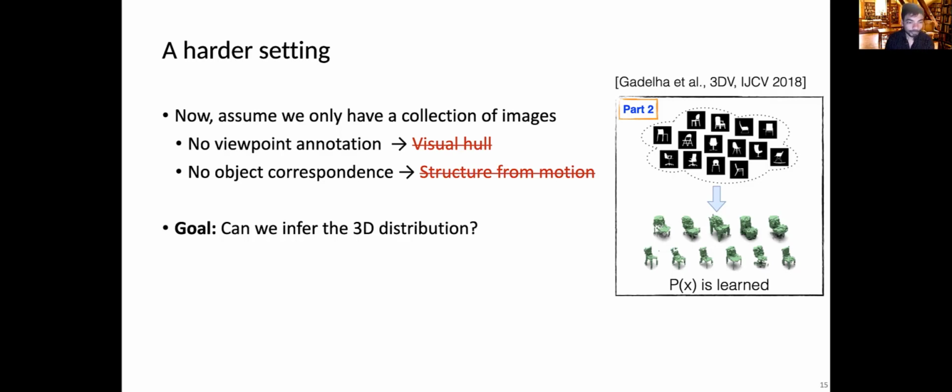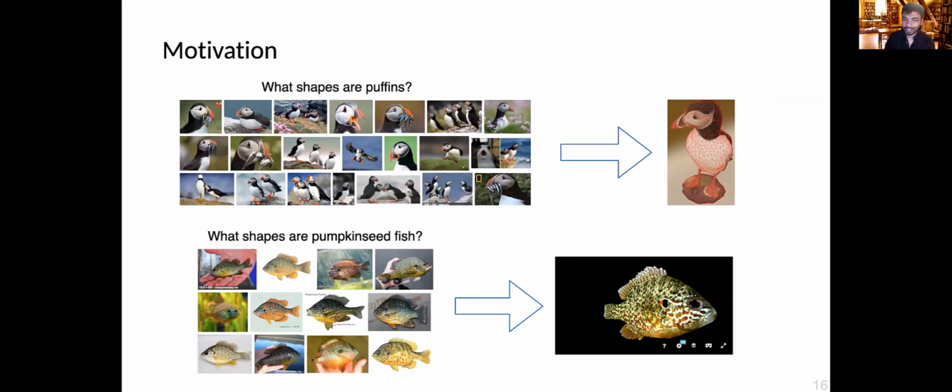Okay. So the motivation here is you can go to the internet and find pictures of things you're interested in, so puffins, and you would like to understand what is the 3D shape distribution of puffins. And you can see these puffins are all different, they're articulated, they're taken from different viewpoints, and ideally we would like to do this without having to label lots of things in each image. Okay. So this problem is also what's called non-rigid structure from motion.